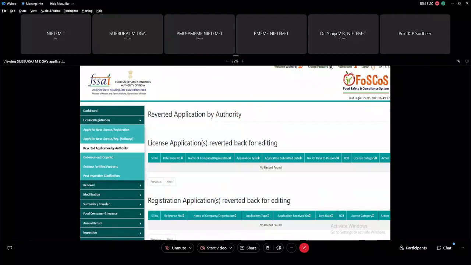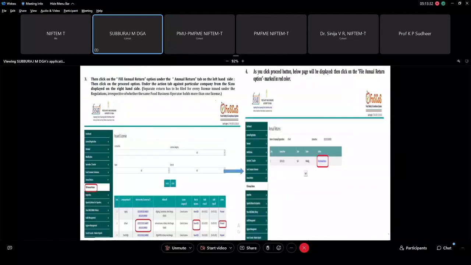Once the application is reverted, this is the site where it may be reverted to you. Then you have to see the application, find what the defect is, and rectify it. Again, you have to submit immediately, without any delay. If it exceeds more than 30 days, the application may be auto-rejected.